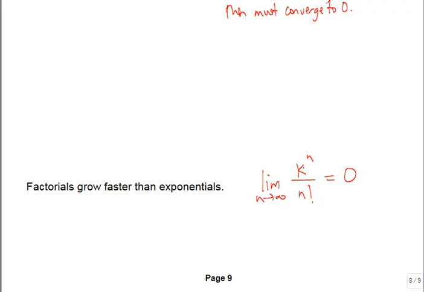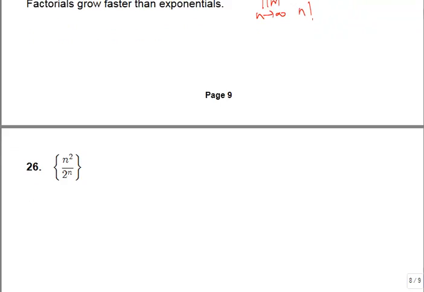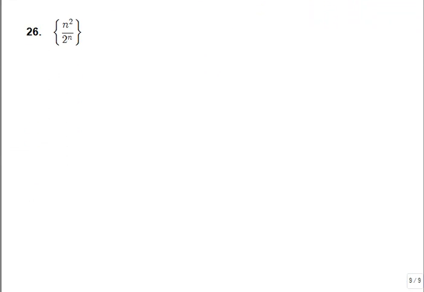So no matter what base you pick, whether it's 3 to the n, 4 to the n, 5 to the n, eventually that n factorial is going to be bigger than that exponential function. Okay? So factorials grow really, really fast. Now the last one here is comparing a polynomial, in this case a quadratic, n squared, to an exponential 2 to the n. So what we want to look at here is what's happening to this.